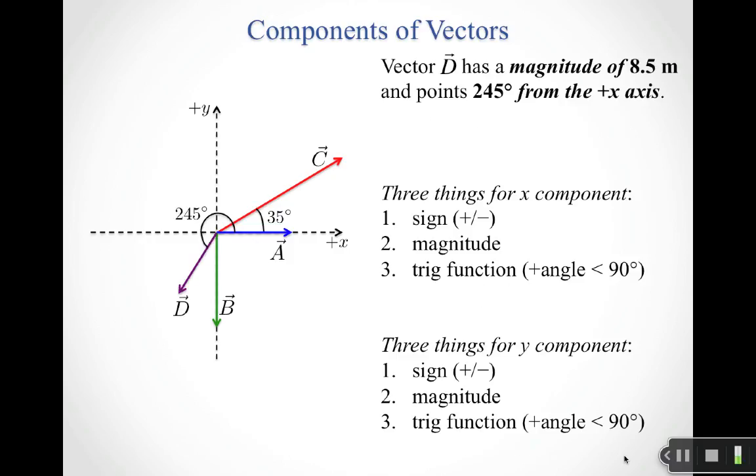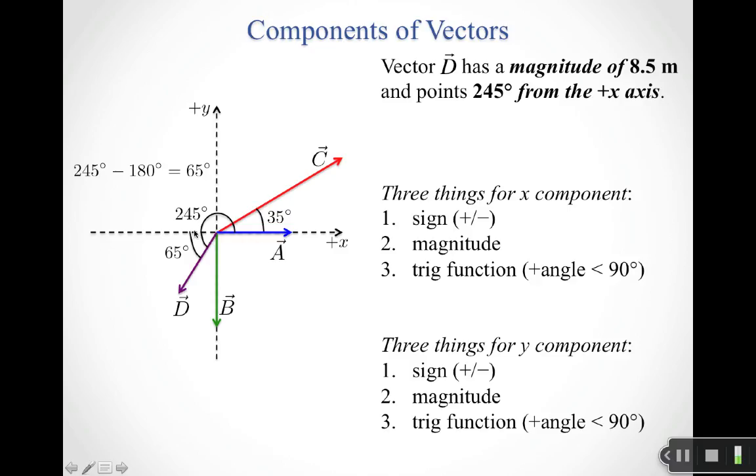Let's pick a fourth vector. So here's vector d, and the first thing I'll notice is I've been given vector d as an angle from the x-axis. And one of the things that I really want to do, if I'm going to use this formulation for figuring out the components, is make sure I use angles that are less than 90 degrees. So the first thing I need to do is pick an angle less than 90 degrees.